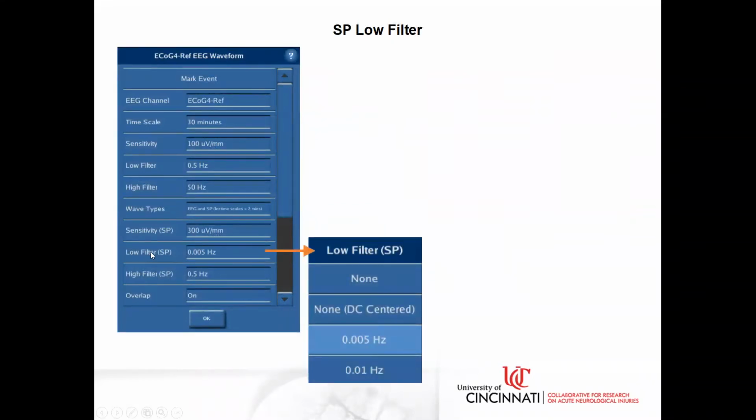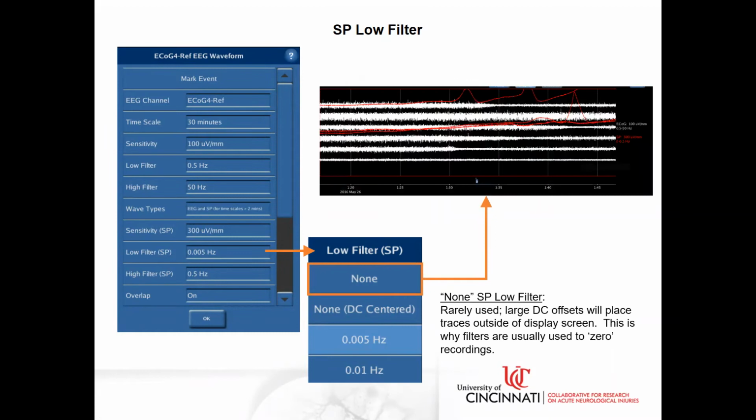If we go into the low filter setting for the slow potentials, we have several options. The first is that there is no filter applied. So this is the raw DC full band waveform, including the zero frequency component, which is also known as the offset. And oftentimes there's very substantial offset in these recordings, so that the actual data you're recording is outside of the display view. An example of that is shown here, where you see this red line at the top, and another one at the bottom, indicating that several of these channels are beyond the range of display. The other three of these 6 are just kind of floating in space, and we don't really know which one corresponds to which channel.